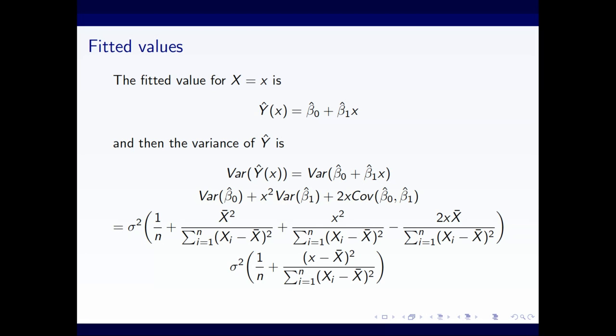The variance of y hat x is the variance of beta 0 hat plus beta 1 hat x, which is equal to the variance of beta 0 hat plus x squared times the variance of beta 1 hat plus 2 times x times the covariance of beta 0 hat and beta 1 hat. Here, the key thing is that beta 0 hat and beta 1 hat are not independent. So if you remember, for any random variables V and W, the variance of V plus W is the variance of V plus the variance of W plus 2 times the covariance of V and W.